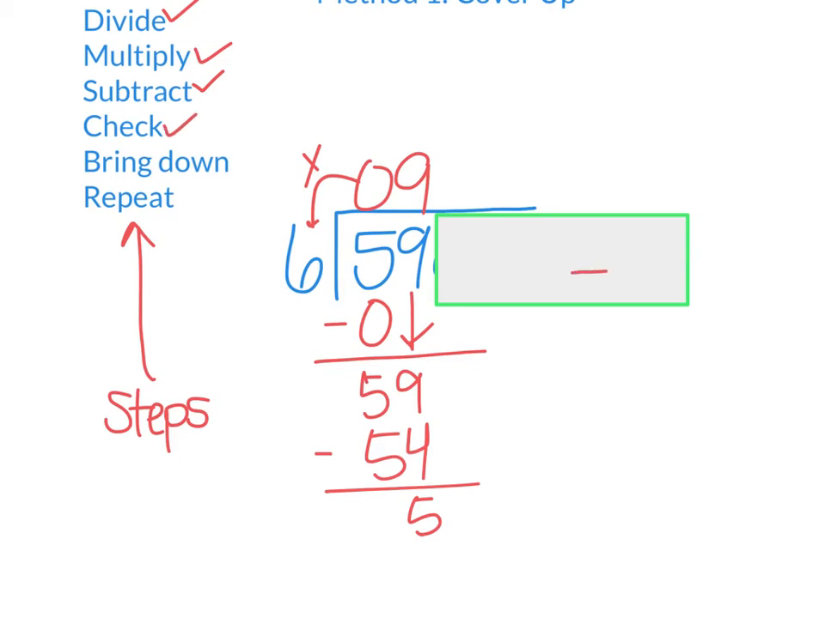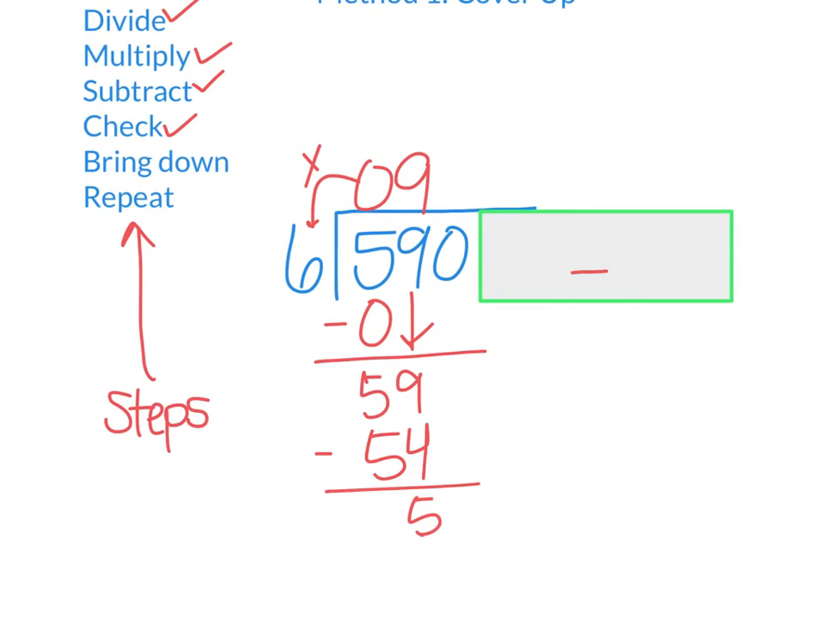So I'm going to slide my rectangle over. And I'm going to bring down my 0. After I bring down, I'm going to repeat all the steps from above. So I'm going to now divide 50 by 6. So how many times does 6 go into 50?